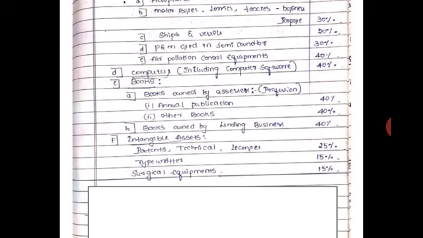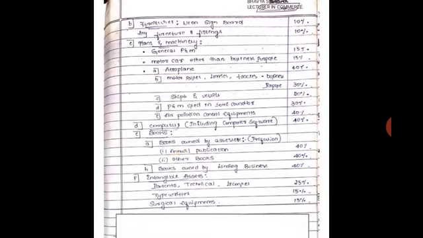And for the intangible assets, for the license and patent 25%, typewriter 15%, and the surgical equipment is 15%. This is all about the rates prescribed by the IT department, and again the maximum percentage is 40%. This is all about the theoretical part of the depreciation.